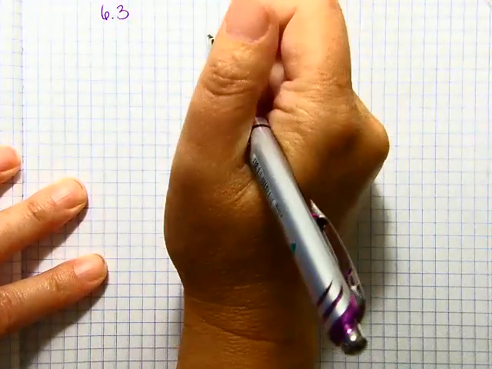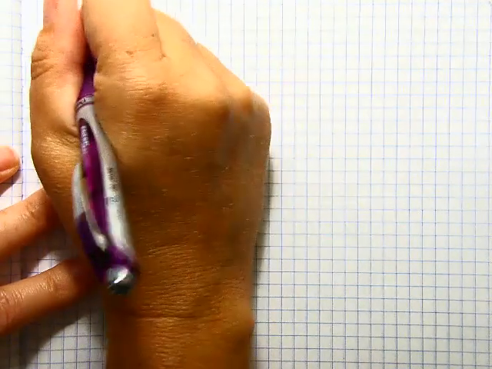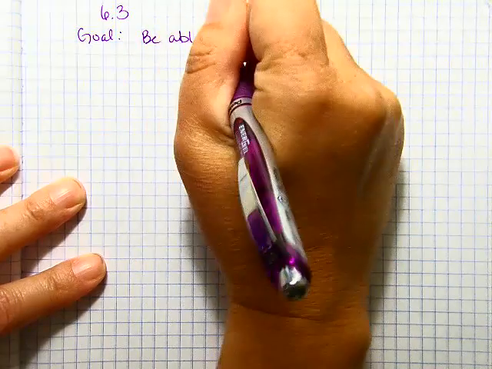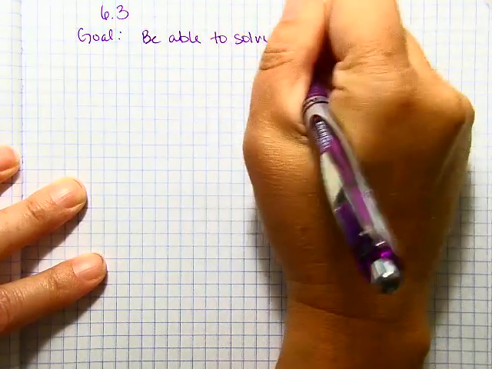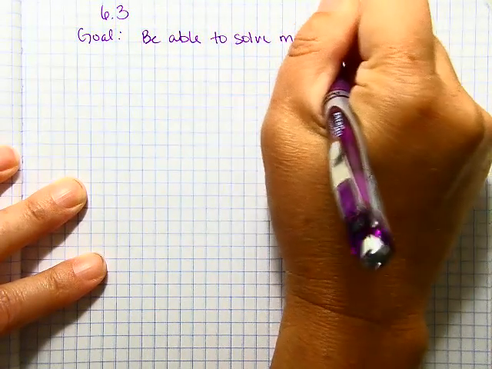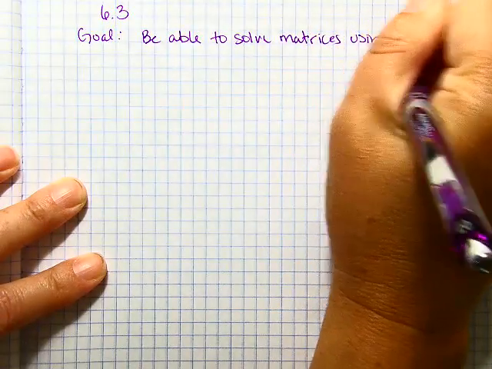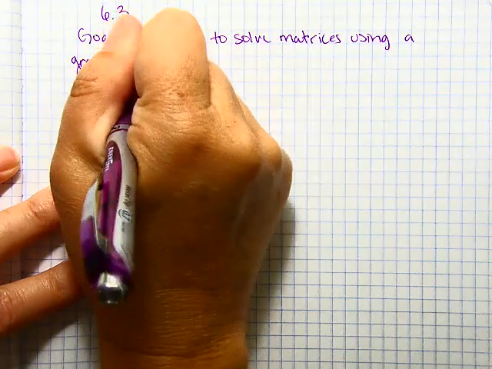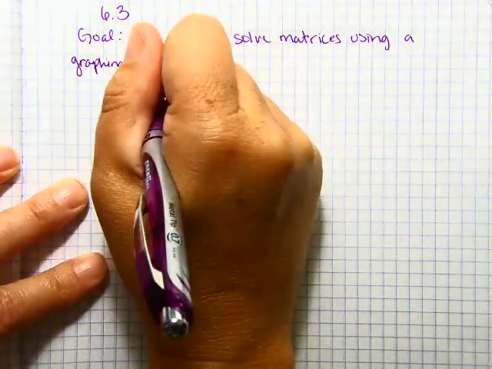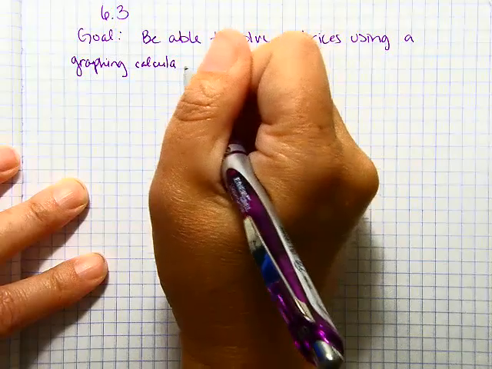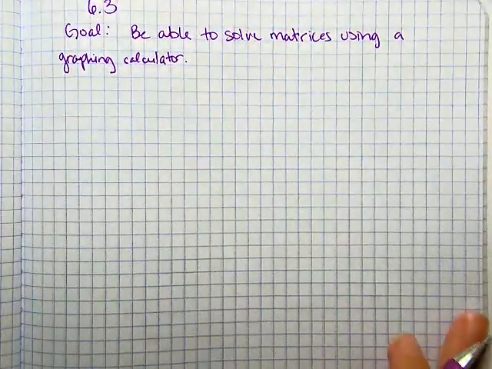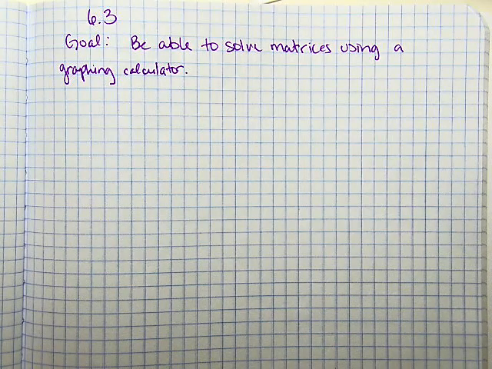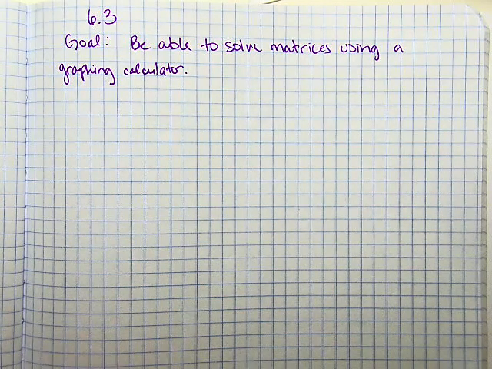But today we are doing 6.3. I have no idea what day it is, but our goal is to be able to solve matrices using a graphing calculator. If you do not have a graphing calculator, you can use desmos.com, and I will post a 3-minute tutorial on how to do matrices there. There is also an app you can download, like a TI-84. It turns your cell phone into a graphing calculator.